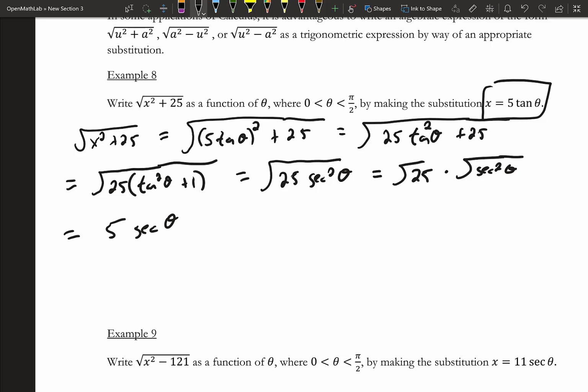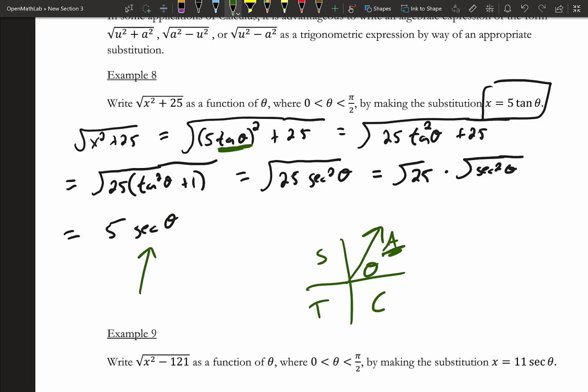And something we have to think about here is, since I'm plugging in a trigonometric expression for x, we might be losing the sign of this. So if we think about it, theta is in the first quadrant, right? Theta is somewhere in here. All the trig functions are positive in the first quadrant. So it turns out that this would end up being positive. So I don't have to worry about putting a sign in front of that.